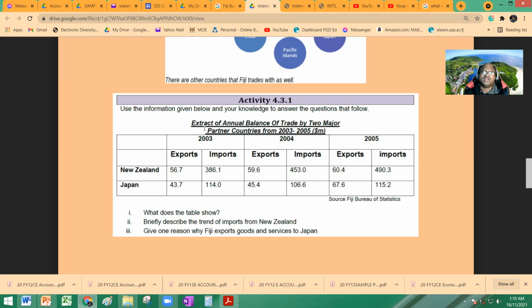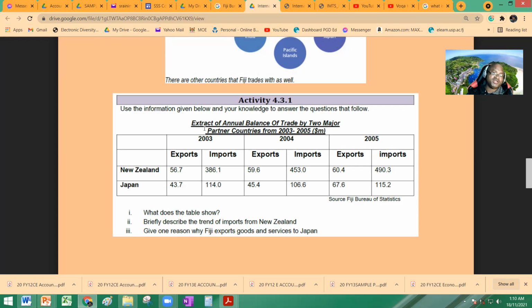So what is the answer for that? The answer is: the table shows the annual balance of trade from New Zealand and Japan from 2003 to 2005. Full stop. Roman number 1, answer. Roman number 2.